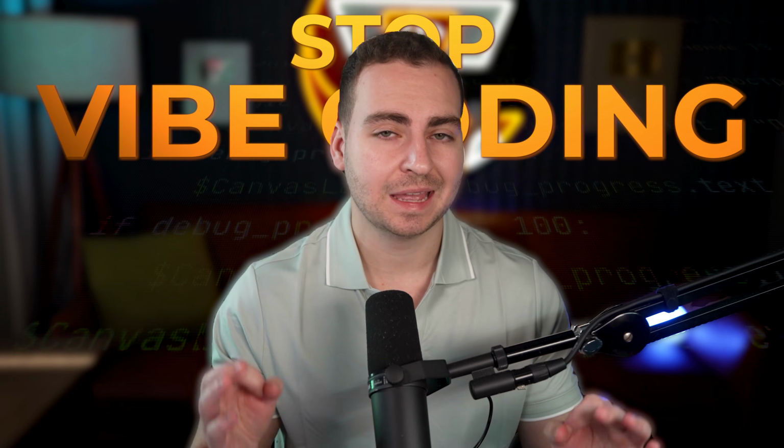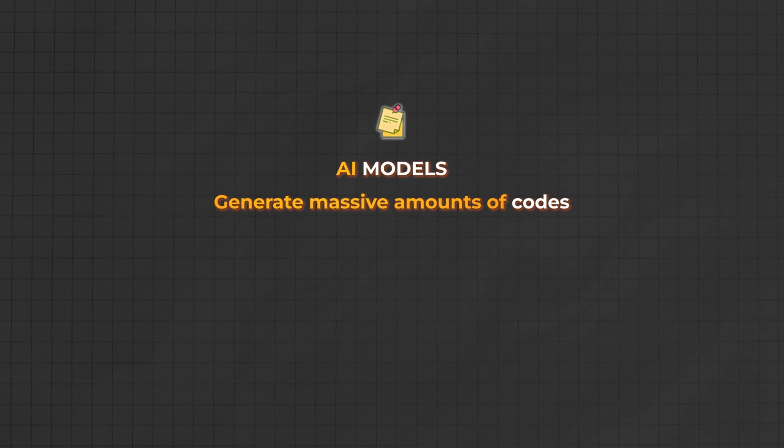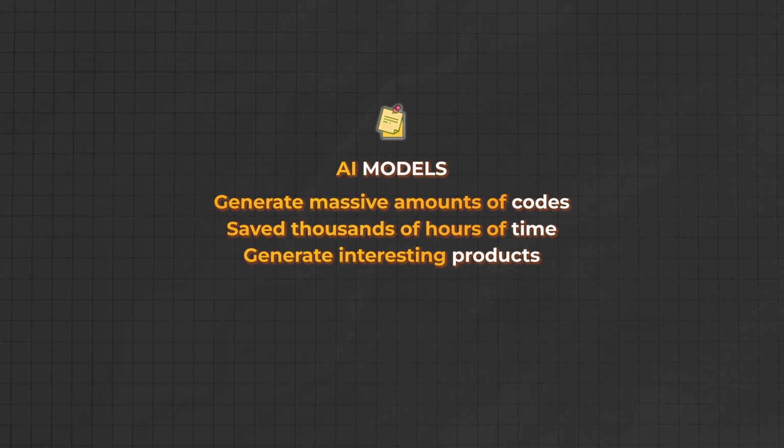Stop vibe coding and do this instead. Now look, AI models are great. We can generate massive amounts of code. They save us hundreds, probably thousands of hours of time, and we can generate some really interesting products with them.